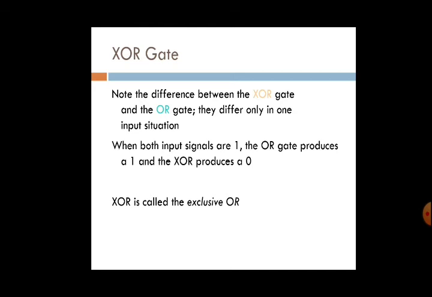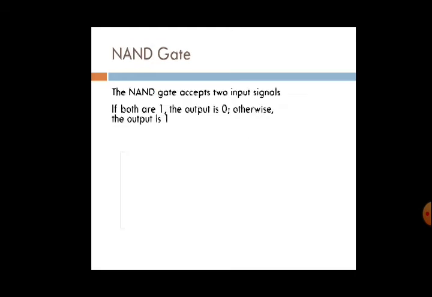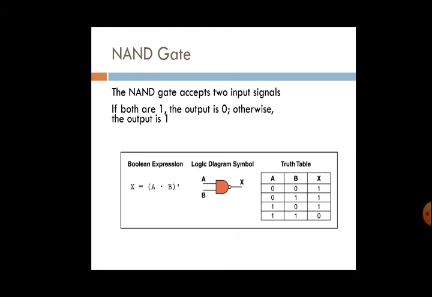Note the difference between the XOR gate and the OR gate. They differ only in one input situation. When both input signals are 1, the OR gate produces a 1 and the XOR gate produces a 0. XOR is called the exclusive OR gate.